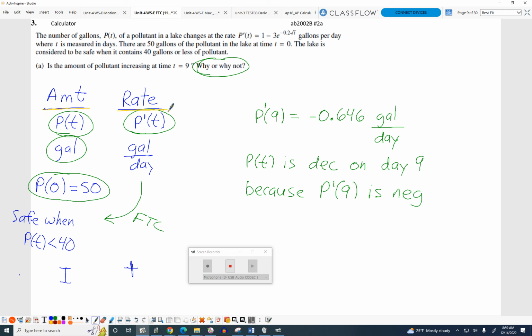So here's a huge, gigantic hint for the AP test. It's not really a hint, it's like a method. If you know information about the rate, and you want to find information about the amount, you're always going to use the fundamental theorem. So that's where we begin this work here.